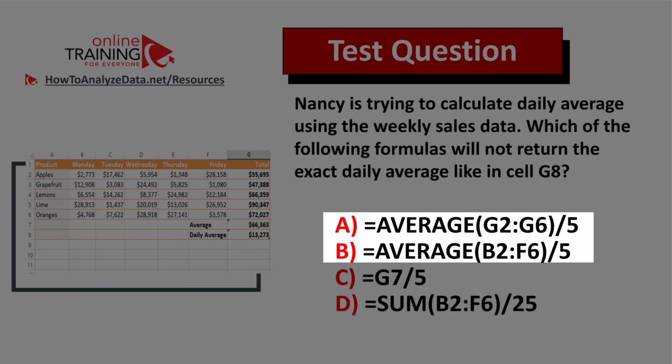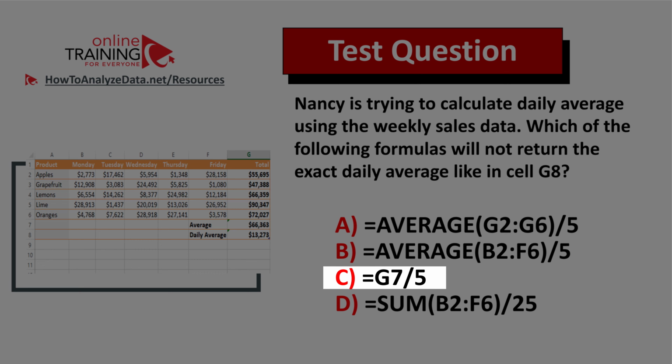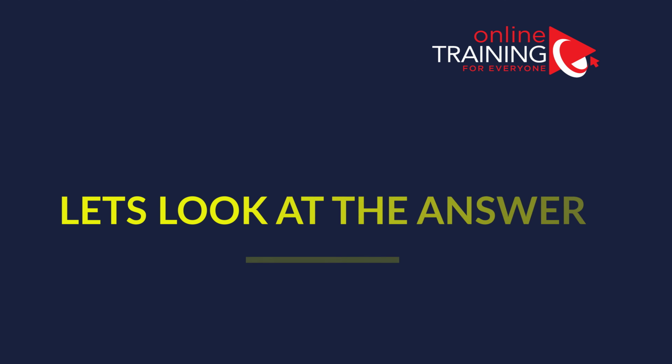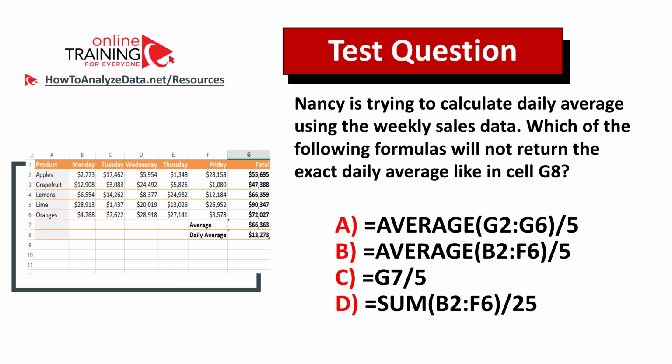Choices A and B use the average formula. Choice C divides the value of G7 by 5. And choice D uses the sum formula. Please spend 10 to 15 seconds to see if you can come up with the right answer. Did you figure out the solution? Let's continue to see how we can solve this and get to the correct solution together.